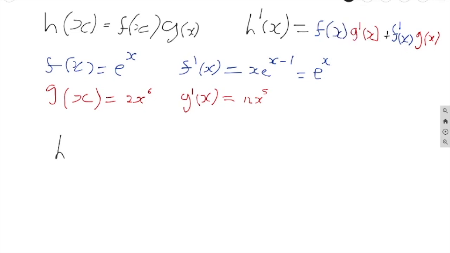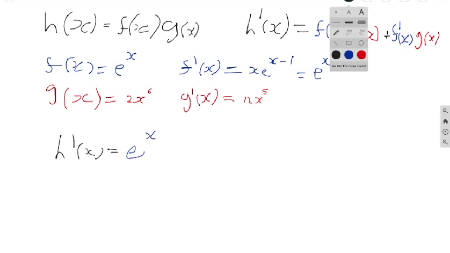Let's find h prime of x. First thing we're going to do is find our f of x here, which is e to the x, and we'll bring that down to the front, which is going to go straight there. Next thing we'll do is add our g prime of x, which is right here, our 12x to the 5th. So we'll throw that multiplying the e to the x.